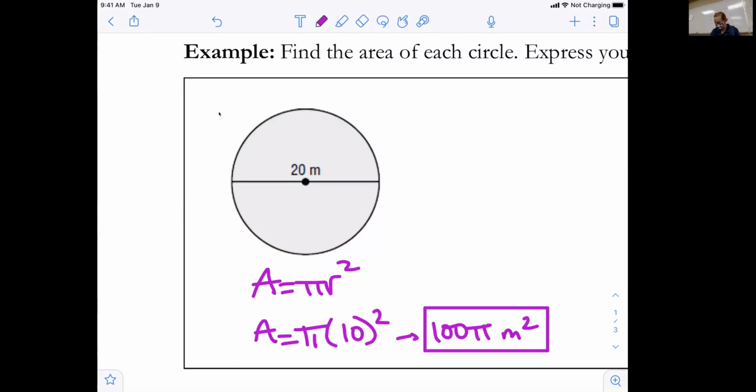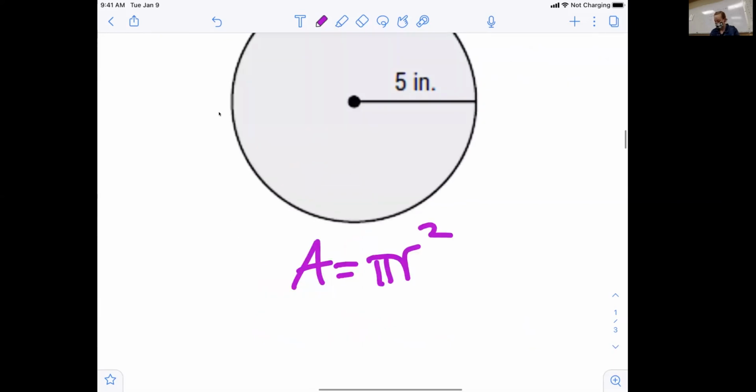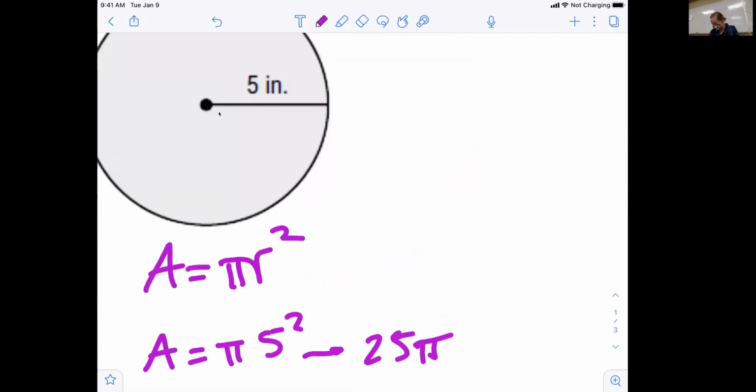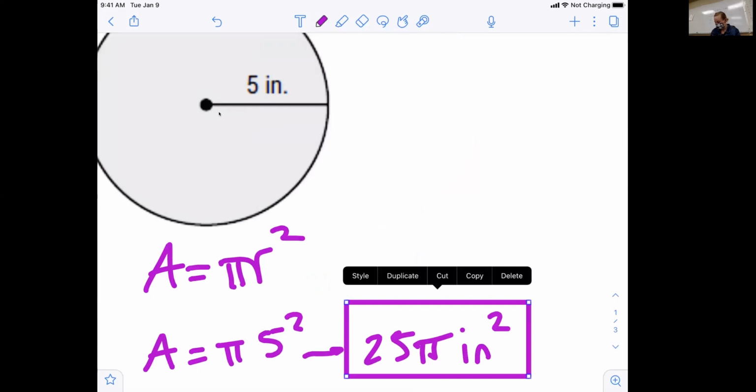Next one. Somebody new, help me with this one. Area equals pi r squared. Billy. Good. Perfect. And my units are inches squared. Very good. So area equals 25 pi inches squared. Good. Express your answer in terms of pi.